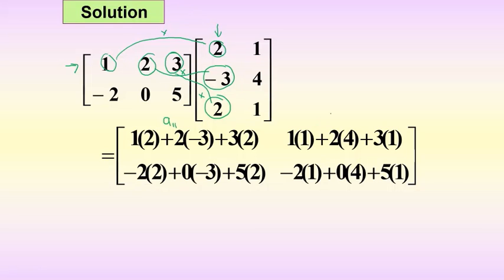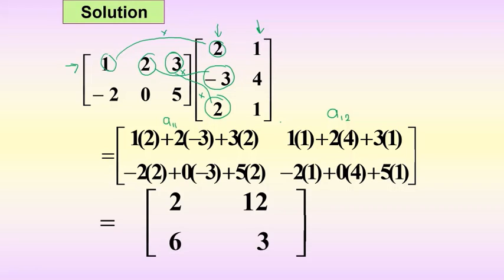Okay, same for this one. This one is for the second entry of the first row. So first row and second column. This is the first row, and this is the second column. Then you just do the same thing, multiplications using the dot product, and then total up. So this is the result: 2, 12, 6 and 3.